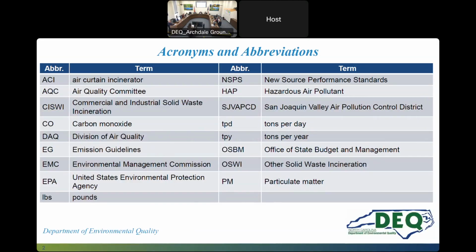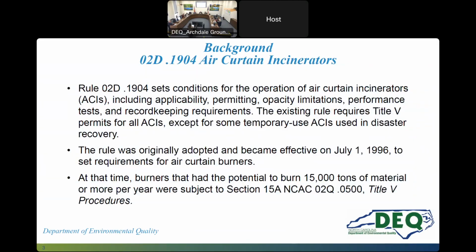So here are some acronyms and abbreviations I'll be using throughout the presentation for you to reference. So some background on 1904. Rule 02D .1904 sets conditions for the operation of air curtain incinerators, or ACIs, including applicability, permitting, opacity limitations, performance tests, and record-keeping requirements. Currently, the existing rule requires Title V permits for all ACIs, except for some temporary use ACIs used in disaster recovery. Also, throughout this presentation, I'll be using air curtain incinerators, or ACIs, and air curtain burners interchangeably because they refer to the same thing.